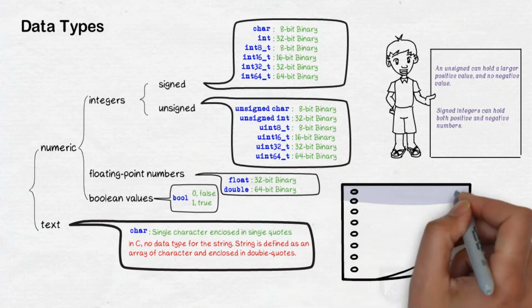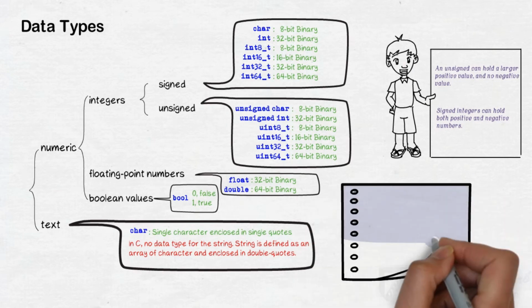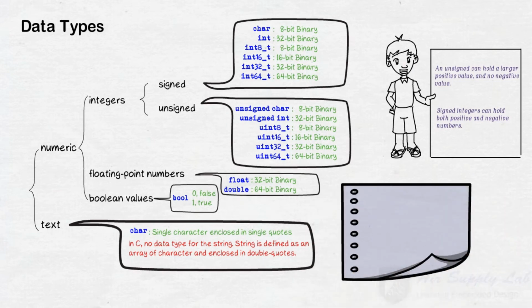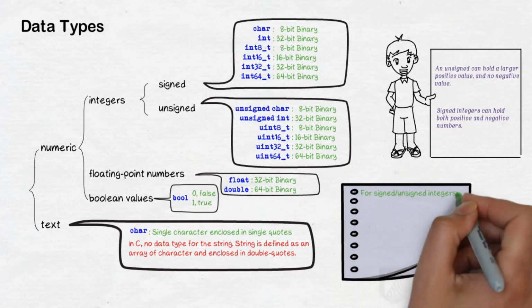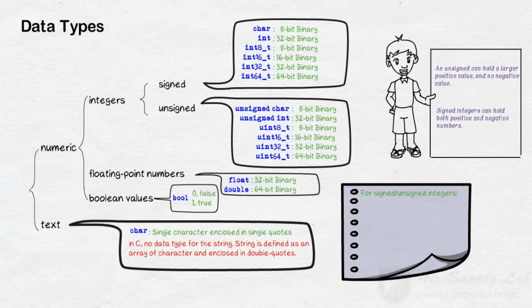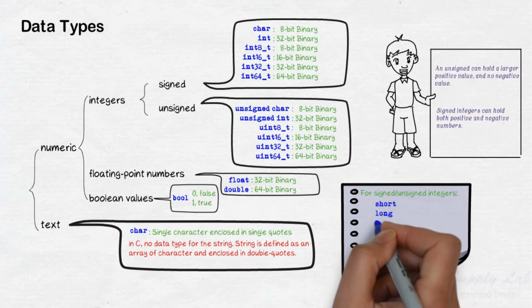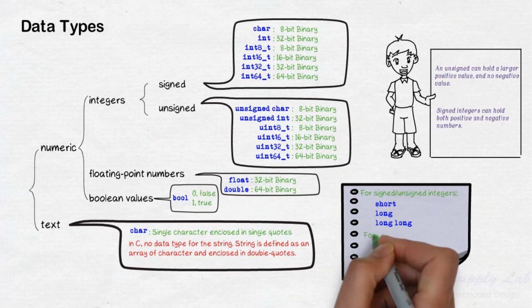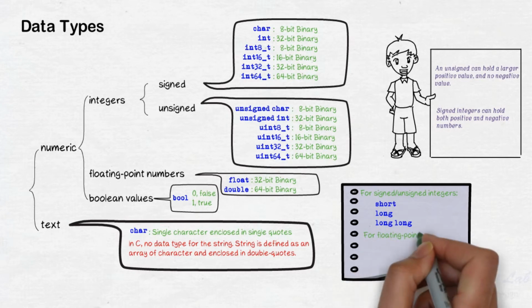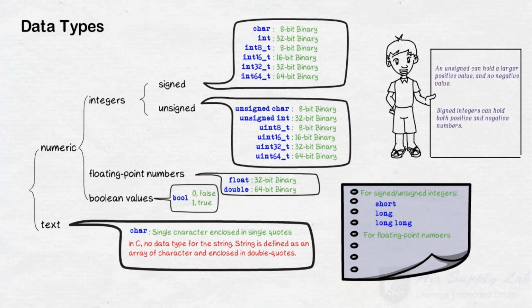There are still some data types defined in C. For signed and unsigned integers, they are short, long, and long long. For floating point numbers, it is long double. You can check them in the textbook and then see their differences.